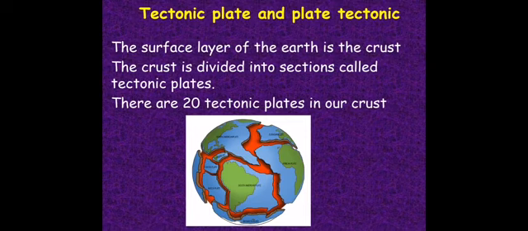Okay, Live Science Live brings you another point, that is tectonic plate and plate tectonics. Similar terms, but let's see the difference. The surface layer of the earth is the crust. We know that the outer layer is the crust. The crust is divided into sections called tectonic plates. There are about 20 tectonic plates in our crust. As you can see in the diagram, the crust is divided into 20 tectonic plates.